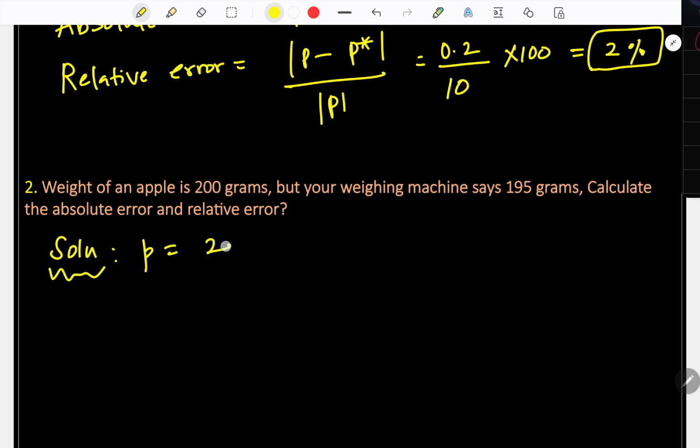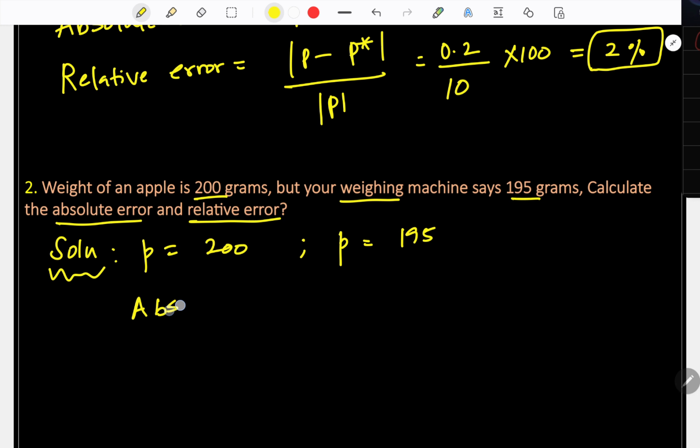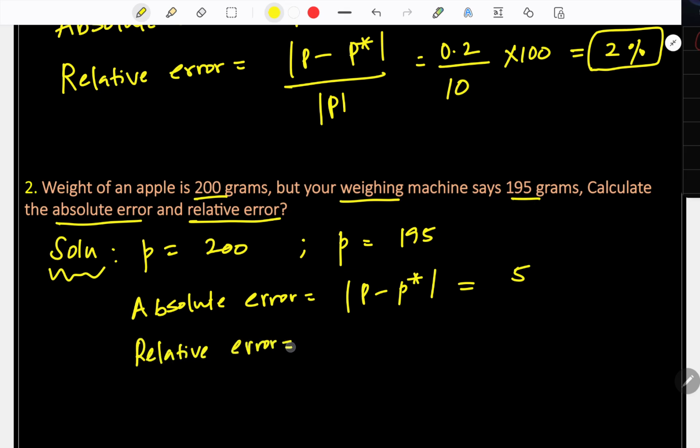So P is equal to 200. But when you are weighing with the machines, it gives 195 grams. Calculate the absolute error and relative error. So absolute error is equal to the absolute value of P minus P star, which is going to become 5. Relative error, the formula is, and the formula only you have to remember, P minus P star divided by the absolute value of P, which is 5 divided by 200.